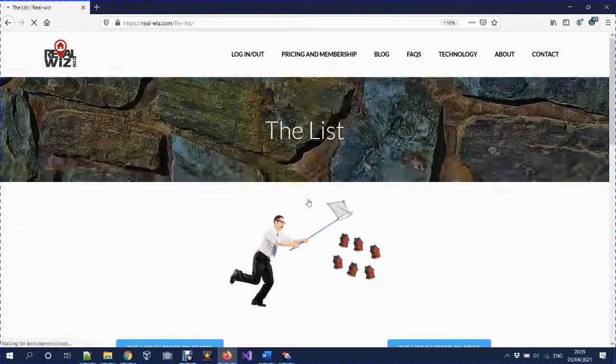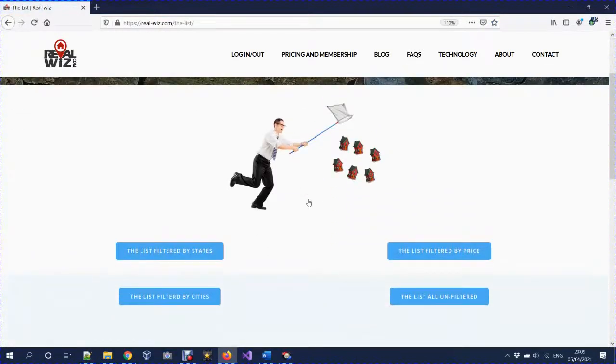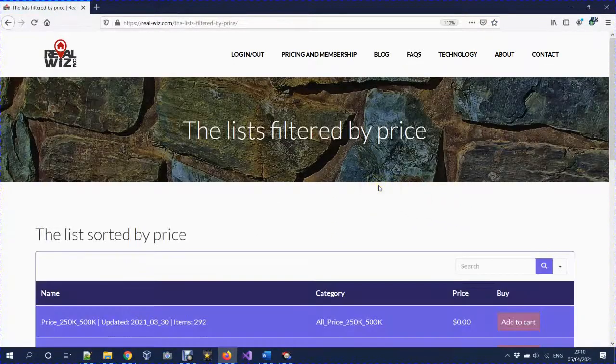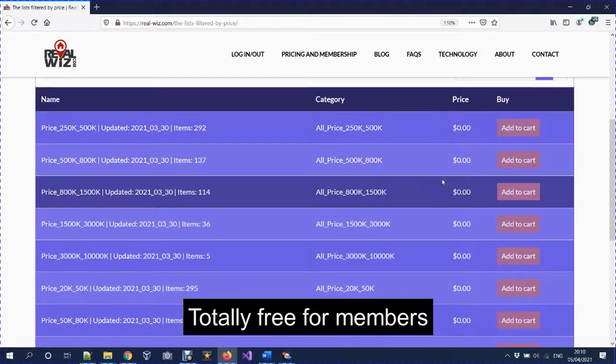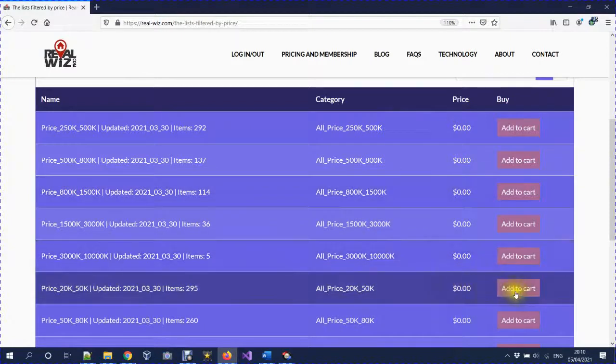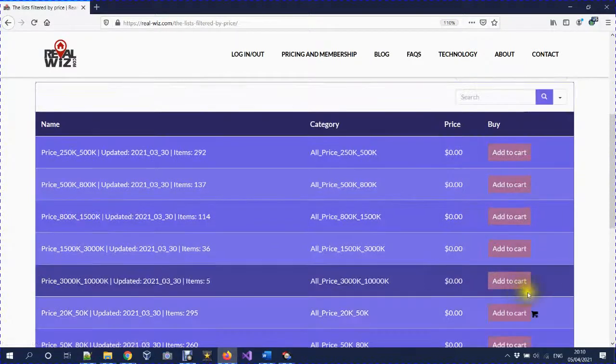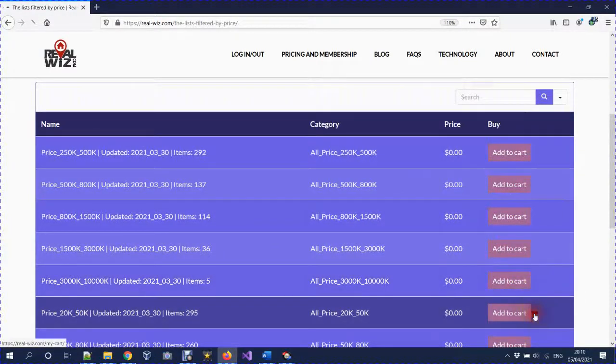Let's enter the Real-wiz.com website. Let's purchase the list sorted by price. Notice that with a membership there is no cost. For this example, let's select a price range of 20 to 50k. Proceed with the download and open the Excel file.